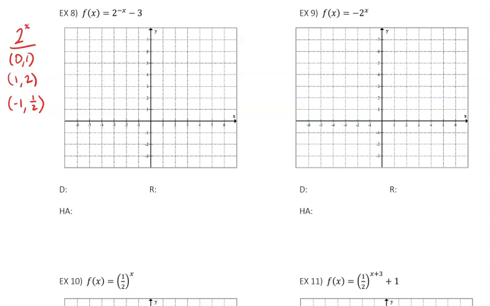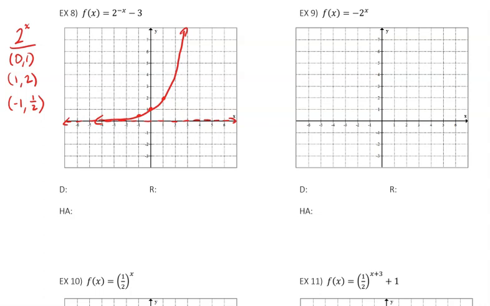All right, so let's put our asymptote. Put our points. And then we can go ahead and draw our graph.